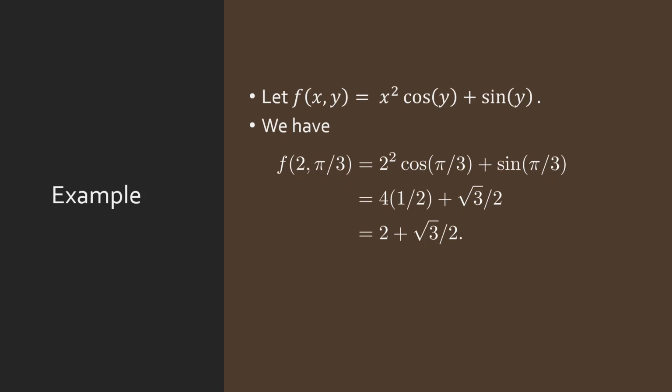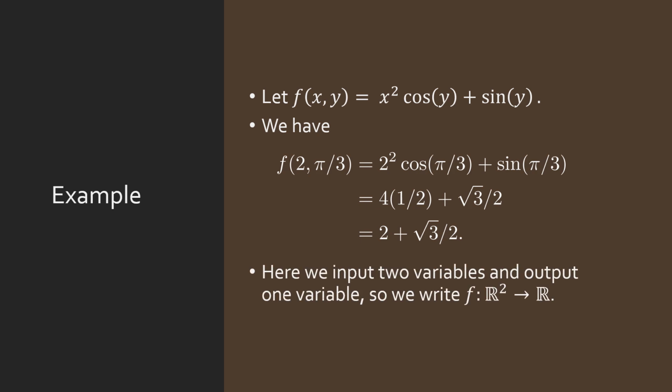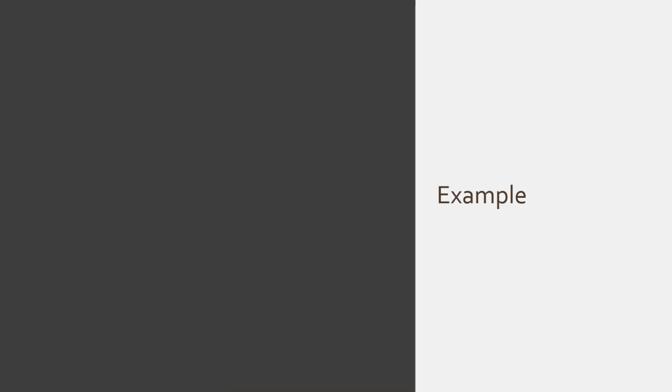So it's not so hard to evaluate functions of multiple variables. It's just like functions of one variable, you just have more places to put things into. So now, as I said, here we have two input variables and one output variable. So f goes from R2 to R. Let's look at another type of example here.